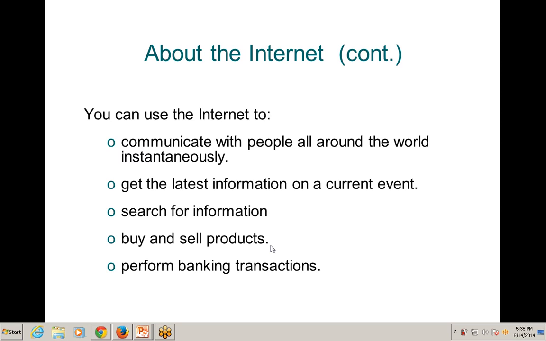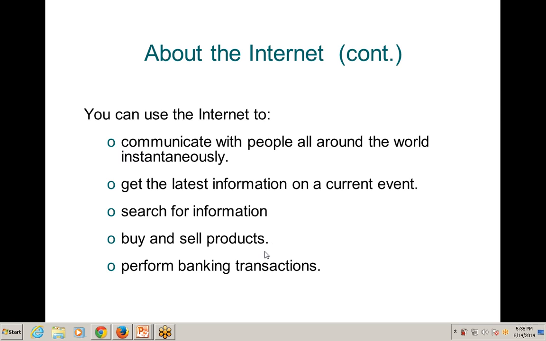Then, last, we can use the internet to perform banking transactions. Suppose I want to pay the bill of my mobile phone. Then I can use the internet to perform the banking operation, crediting or debiting the amount, which is done online by paying the bill of my mobile. So these are the different uses of the internet that we can use on the computer.